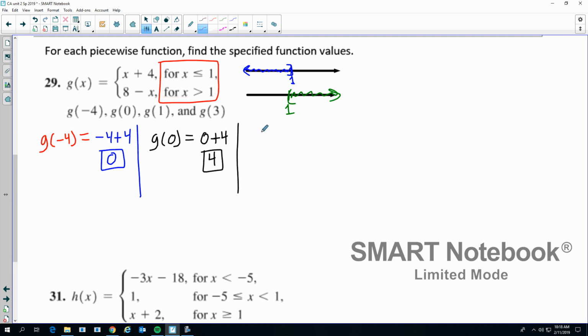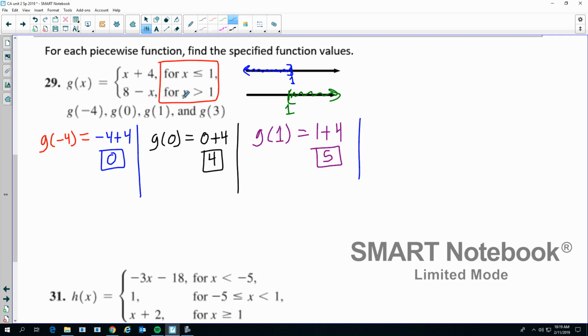Now we'll do g of 1. Interesting. 1 kind of looks like it almost falls in both, but it doesn't. It only falls into one of these, and it's going to fall into the blue again because it says less than or equal to 1. The other one says it has to be greater than 1, so that's not part of the parameter of the second one. Once again, I'm just going to do 1 plus 4, which is 5. Done.